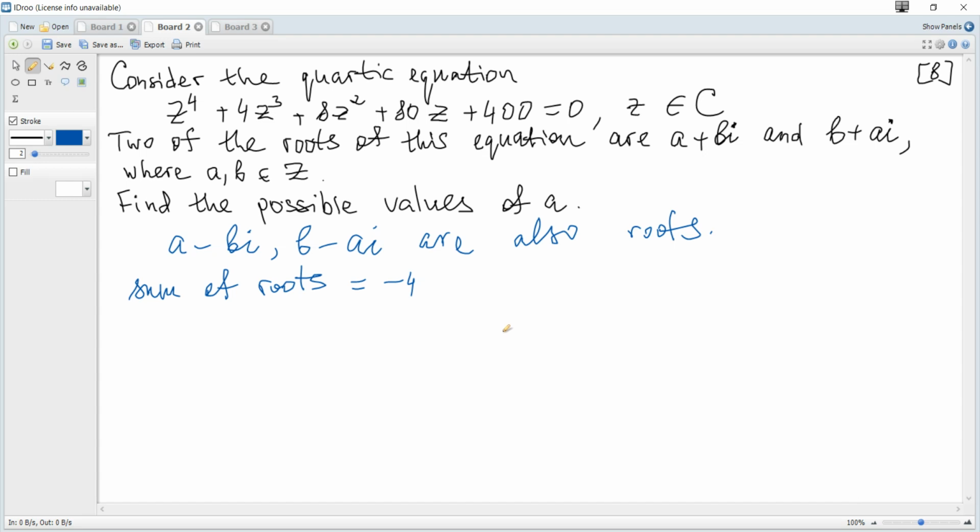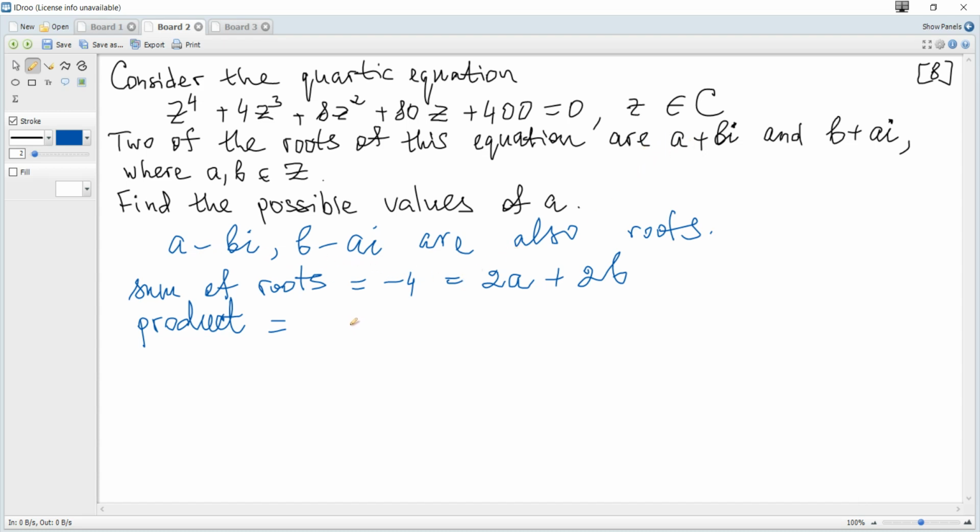And let's consider the sum. So a plus bi plus a minus bi, hence it becomes just 2a, and plus 2b. And the product is negative 1 to the power of n, which is 4, so it's plus this coefficient divided by this coefficient, so it's 400. And the product looks like a plus bi multiplied by a minus bi.